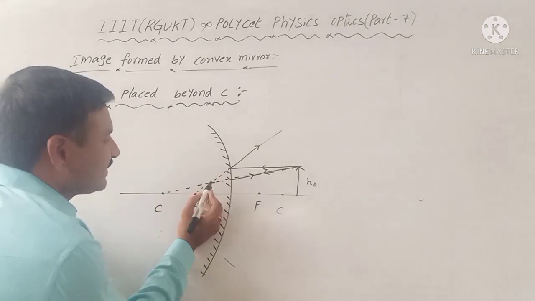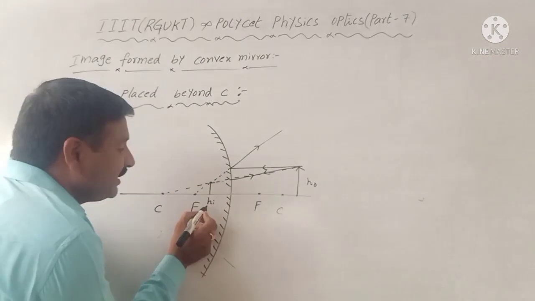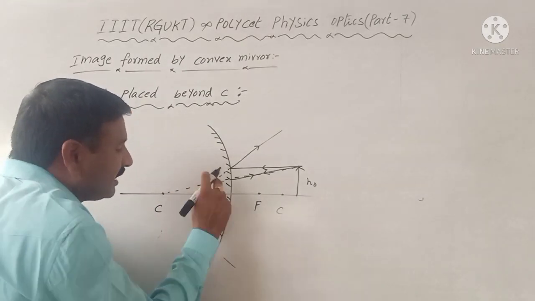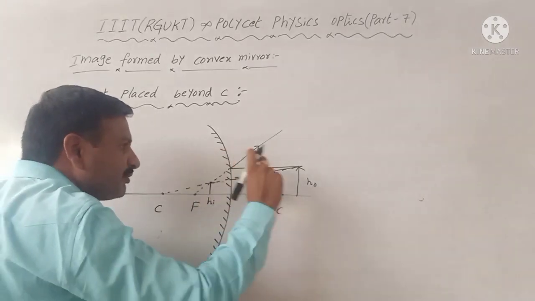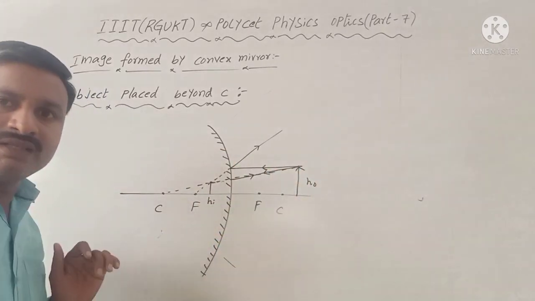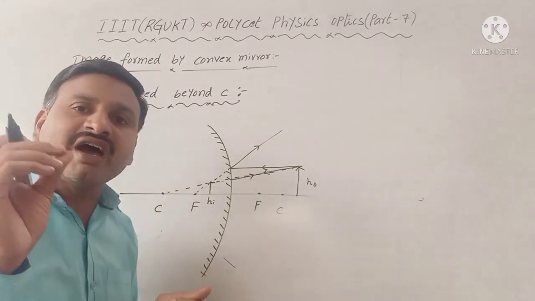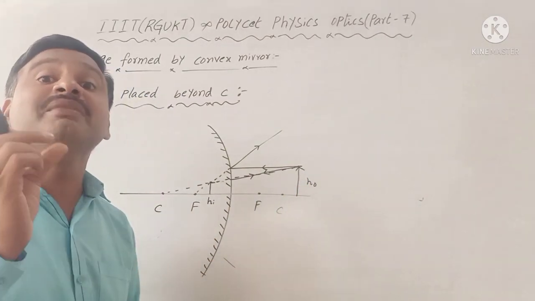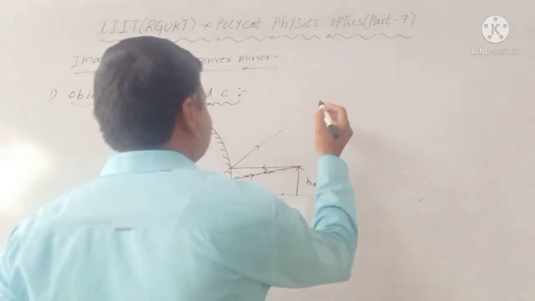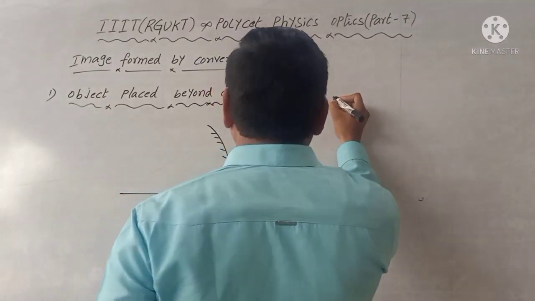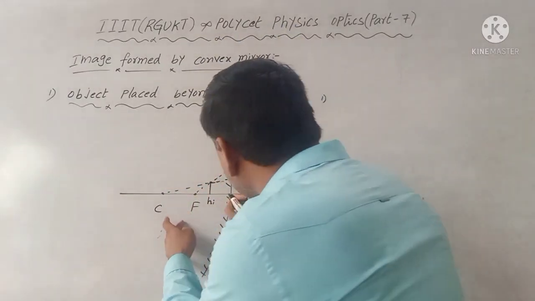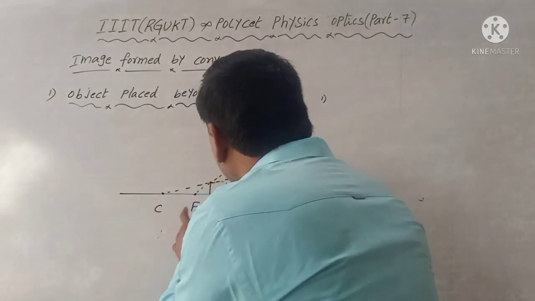Where the 2 lines are intersecting, at that point the image is formed. It is the height of image and it is the height of object. Compared to height of object, height of image is very small. Small means diminished. So write the characteristics. Where is the image formed? Between the vertex point, the pole, and the focus.